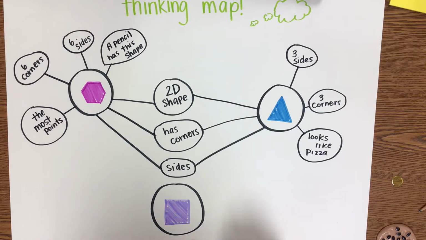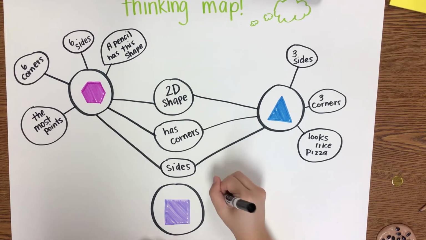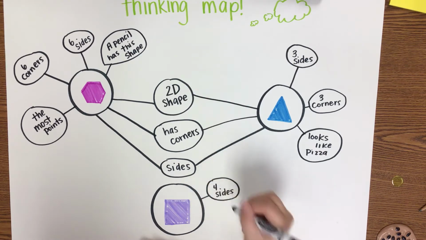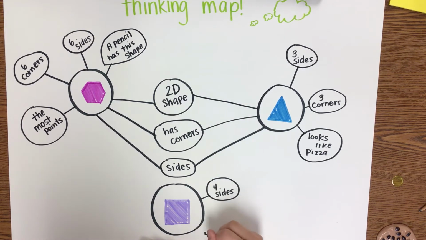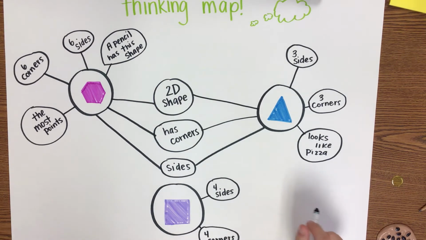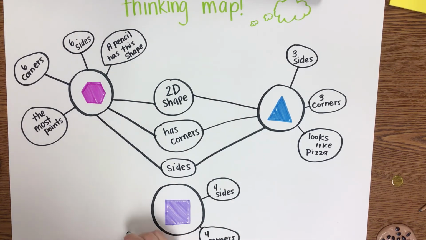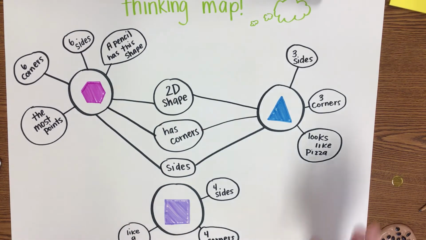All right, now let's look at the square. It has 4 sides. It has 4 corners. It's like the shape of a box. The face of a box. And its sides are all equal.